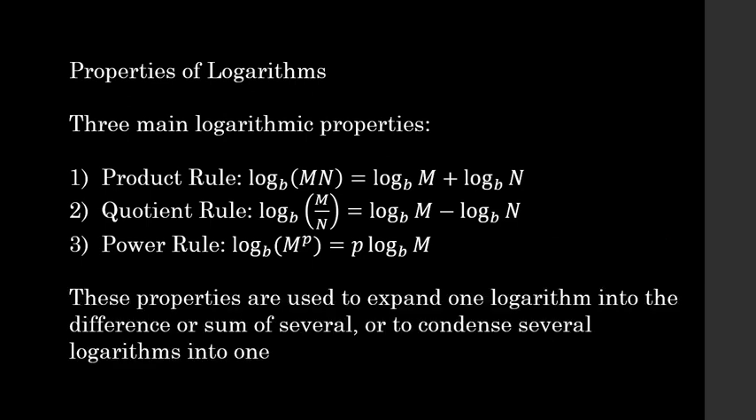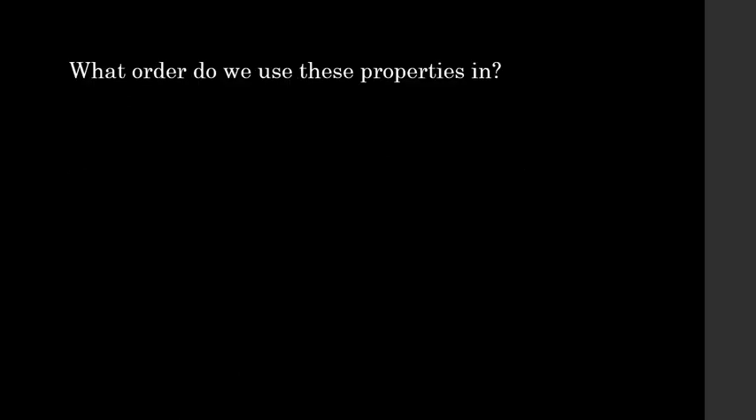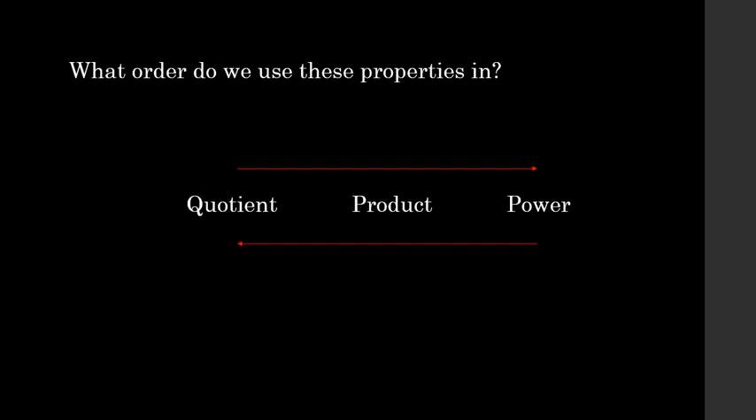These properties, as I said, are used to expand one logarithm into the difference or sum of several logs. They can also be used to condense several logarithms into one. Now, we have this product property, quotient property, and power property, but what order do we use these properties in based on what we're trying to do?